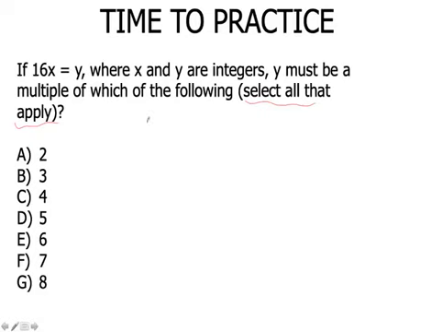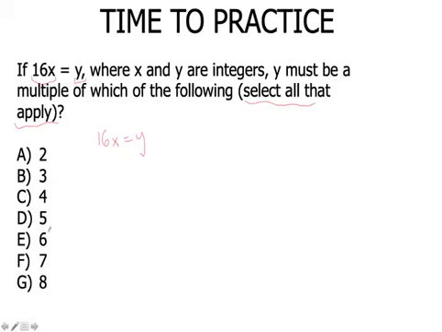All right, so let's start out with this premise. If 16x equals y, then I can say that y is a multiple of 16. That's basically the definition of what multiples are. 16 times something equals y, so y is a multiple of 16.